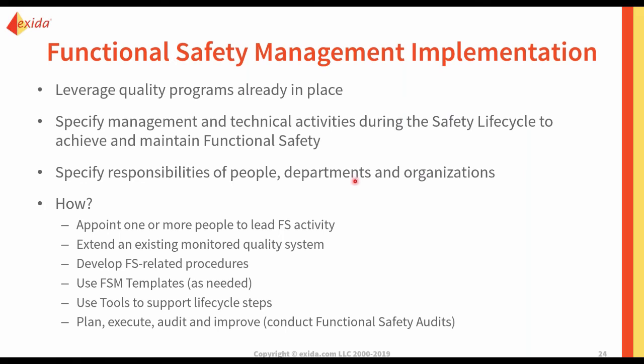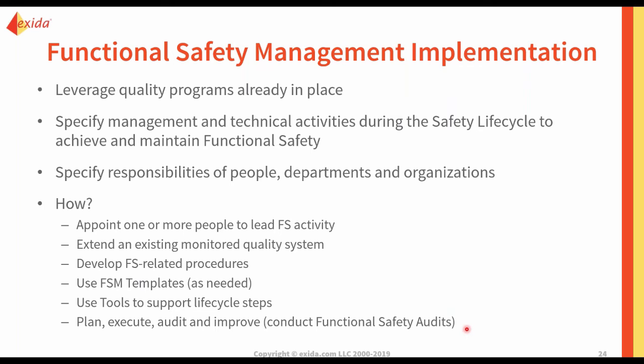And really the key ways to achieve this are having one or more person appointed to be a functional safety lead, extending what's currently looked at for the existing quality system, developing the specific functional safety lifecycle procedures, using templates to do that as needed, and also using the necessary tools to support the different functional safety lifecycle tasks. And then the last one, which is really a key for any effective implementation of really any management system, is the ability to plan, execute, audit, and improve.